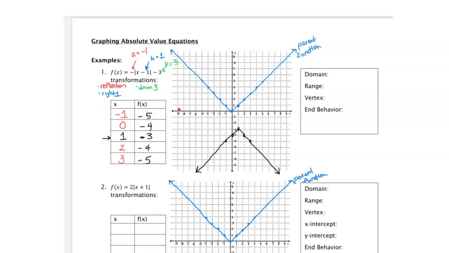We have a right shift. So here was the original. We shifted once to the right and then down 3. And that was where our new vertex is.